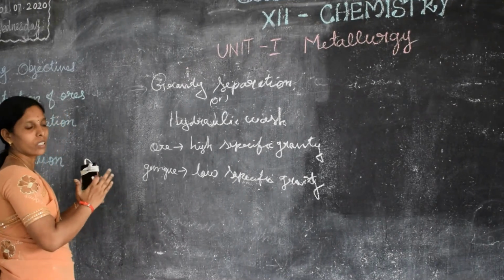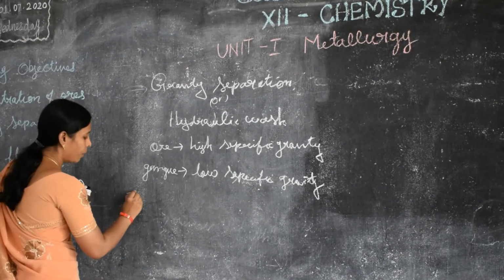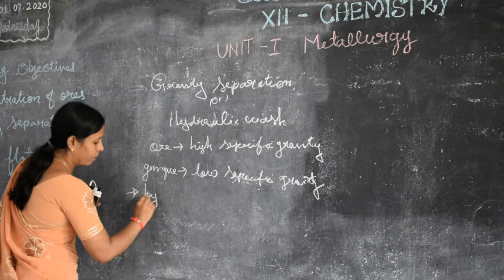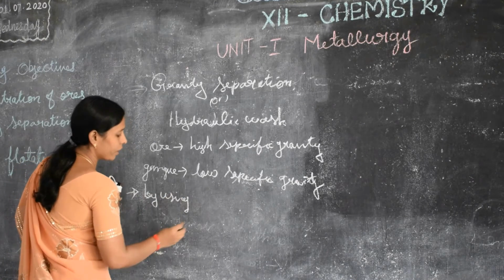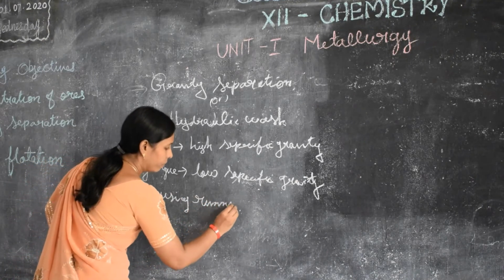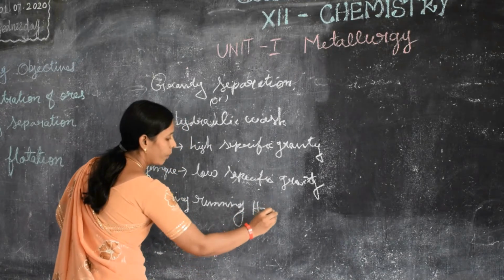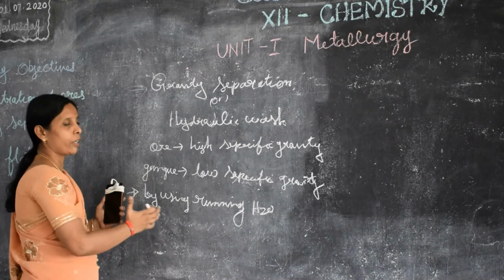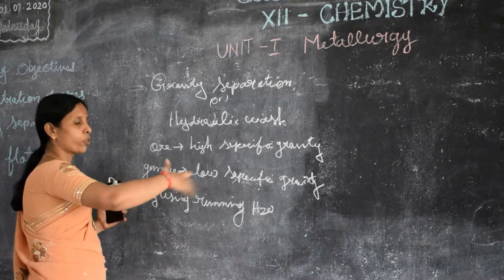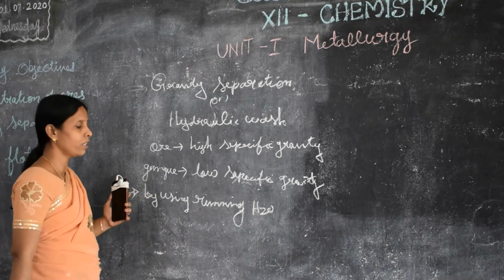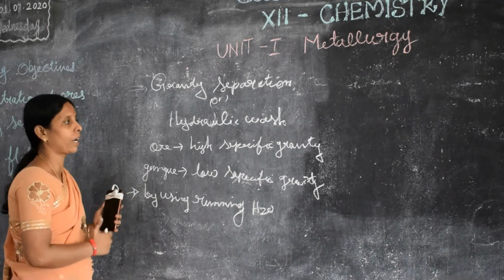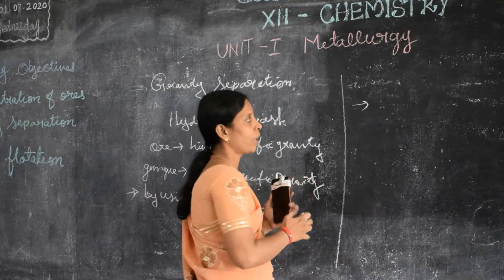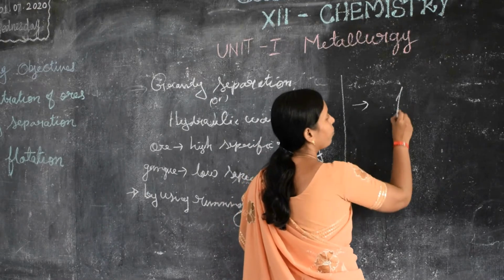We have to separate these two kinds of particles. How can we do it? By using running water. We can simply wash. When we wash with running water, the light-weight gangue particles are washed away by the running water and we get a concentrated ore. The ore is crushed to finely powdered particles.